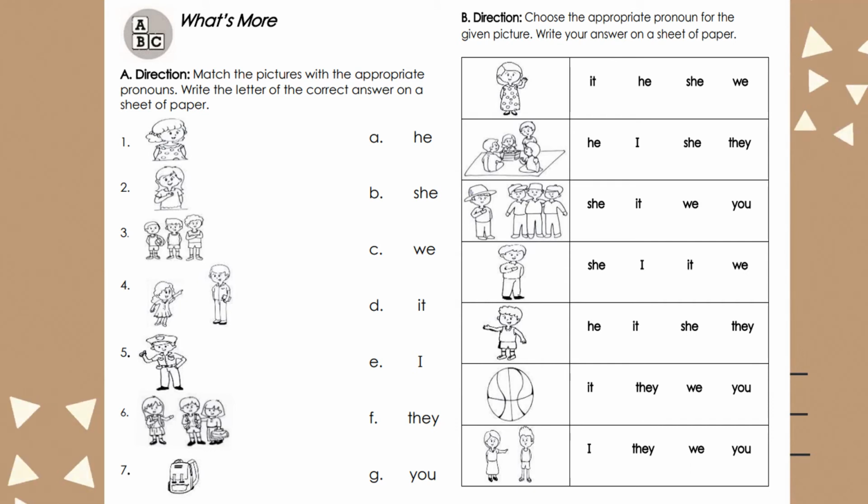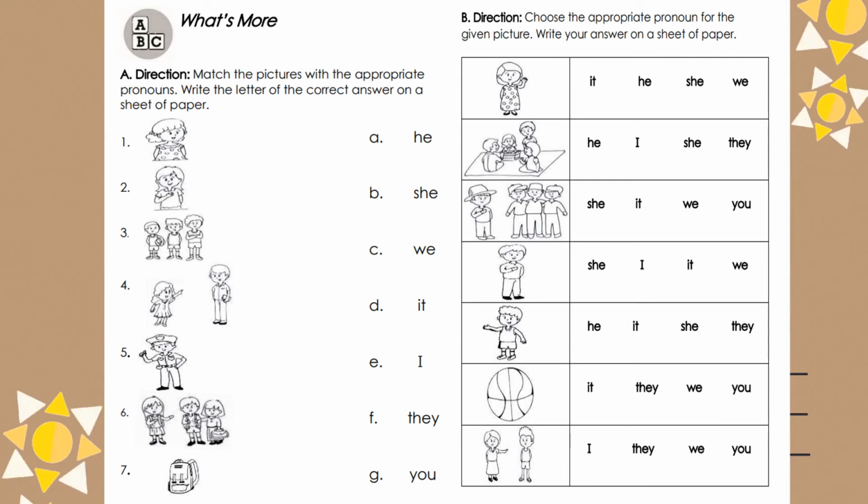Number 5, the choices are he, it, she, they. Number 6, the choices are it, they, we, you. And number 7, the choices are I, they, we, you.